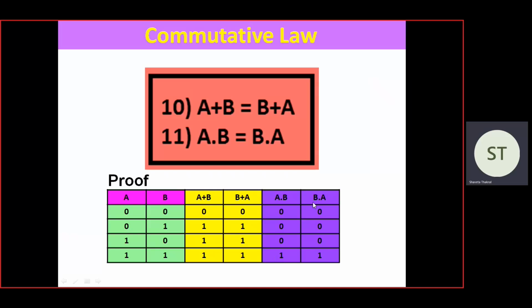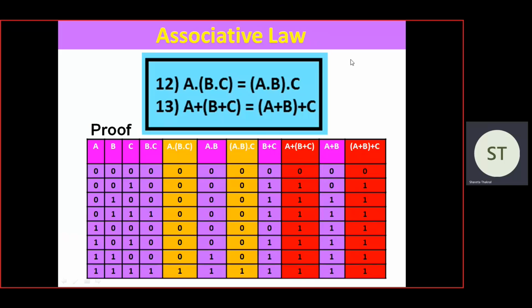Now if we check B ANDed with A, so 0 is ANDed with 0, 0; 1 is ANDed with 0, 0; 0 is ANDed with 1, 0; and 1 is ANDed with 1, 1. So we check A ANDed with B, that is equal to B ANDed with A. So in this way we can verify commutative laws.